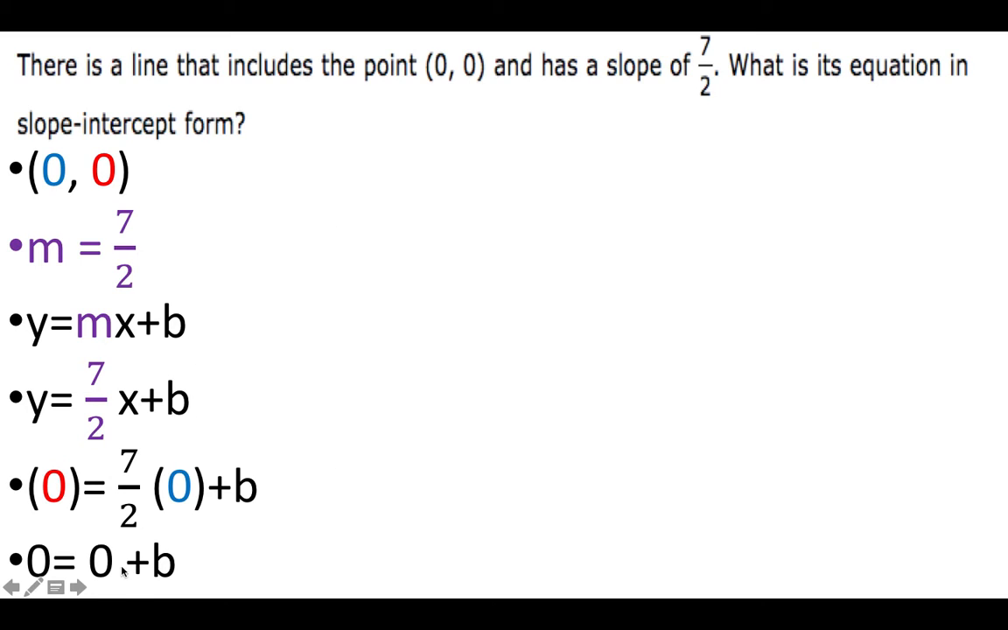So essentially what you get is 0 plus b is equal to 0. 0 plus b is just b. So therefore b is equal to 0.